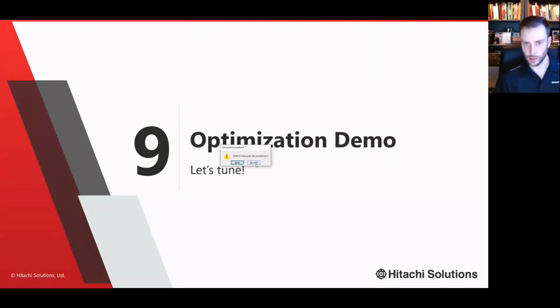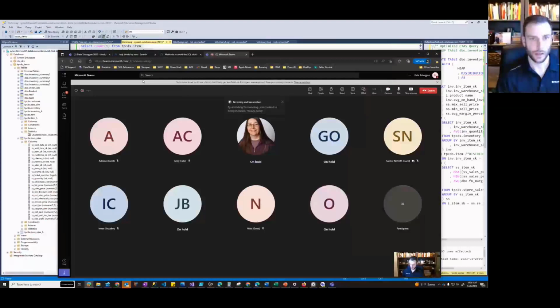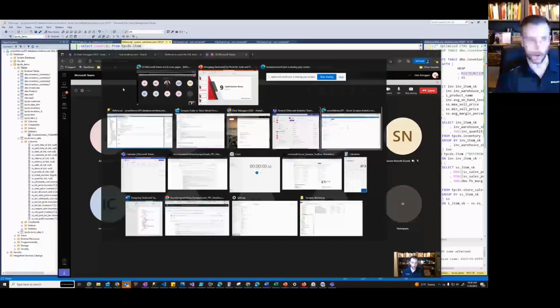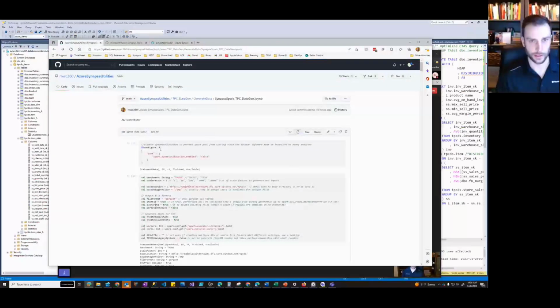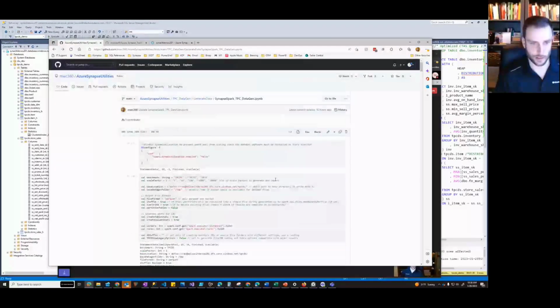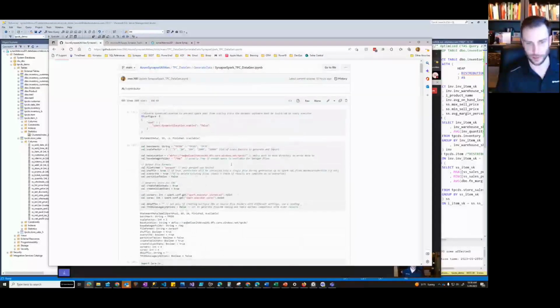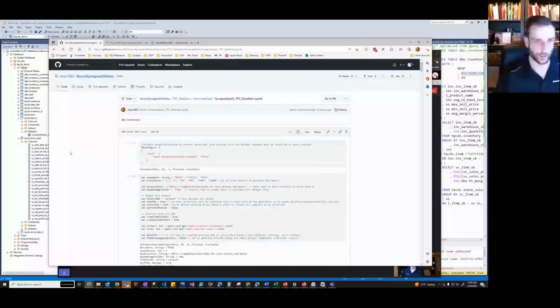All right, so now we're going to do an optimization demo. And just a quick note on how I generated these data sets. These are TPC-DS data sets. That's the industry standard for performance testing different platforms. The great folks at Databricks put together a Python package and notebook to generate these data sets. I essentially just did some refactoring to get it to work in Synapse Spark. So this is out on my GitHub in case you want to go grab that and use it to do some performance testing.